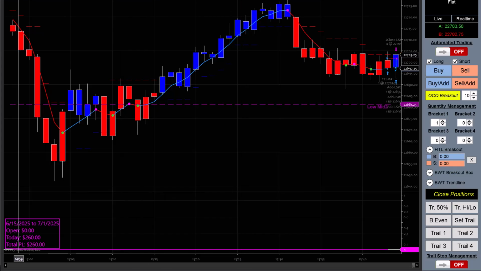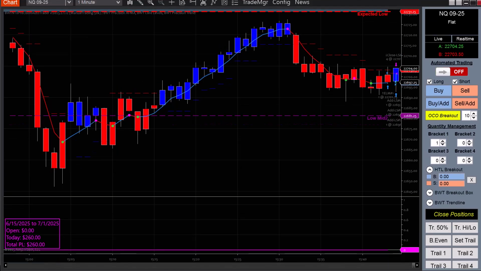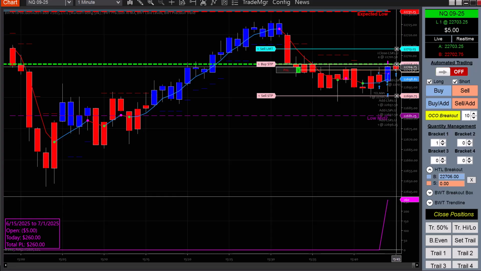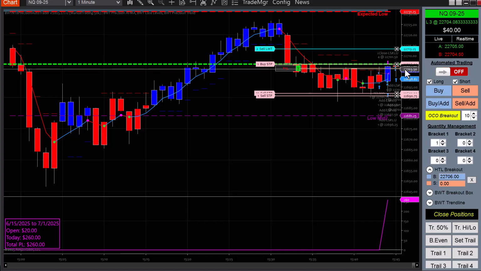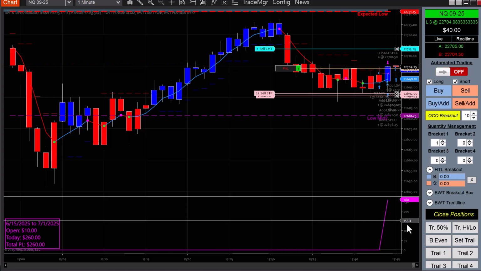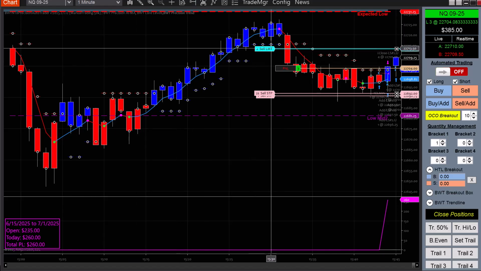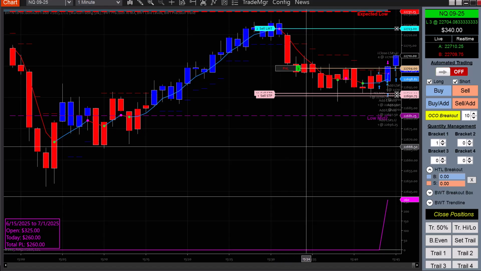Okay, this is the third chart. Let's see what happens here. Okay, I think this is going to come up perhaps to the expected low. So I'm going to move this up here.